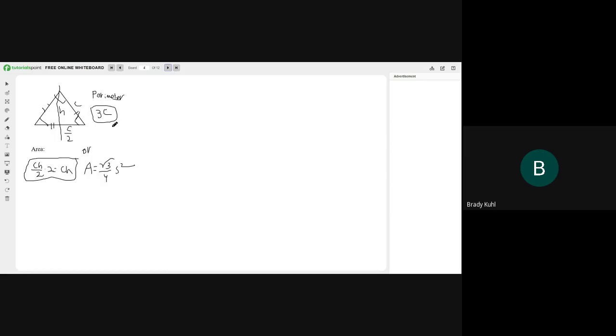Or if you want to use multiplication, you can use 3C, because you add C three times. To find the area, there are two ways to do it. My favorite way is this: if you cut C in half to make a right angle, you get half of C times the height, and then times 2, so you get C times the height, which is the area of the triangle.